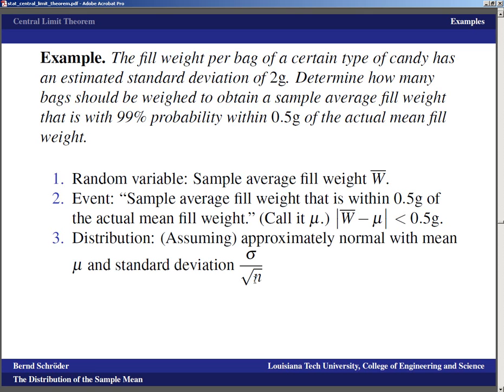If it turns out that our determination gets us an n that is too small, you can always sample more than 30 bags, even if this just requires you to sample, I don't know, 10 bags or so.